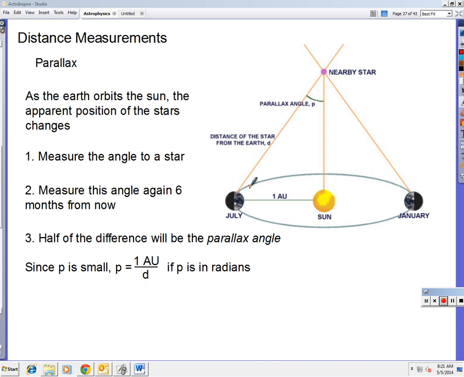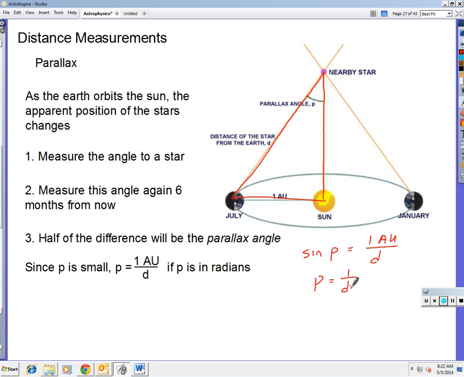And the way this looks in the diagram, you've got the star up here, and the distance of the Earth to the Sun is 1 AU, and you have what is essentially a right triangle with parallax angle P and the distance of the star from the Earth, which is D. Now, trigonometry would say that sine of the parallax angle equals 1 AU over D, but because P is so very small, sine of P is approximately equal to P, and you get P equals 1 over D. The units there: if P is in radians, then D would be in AU.